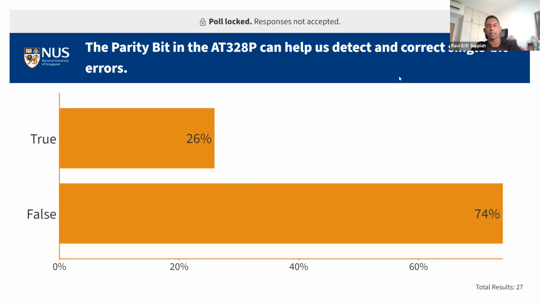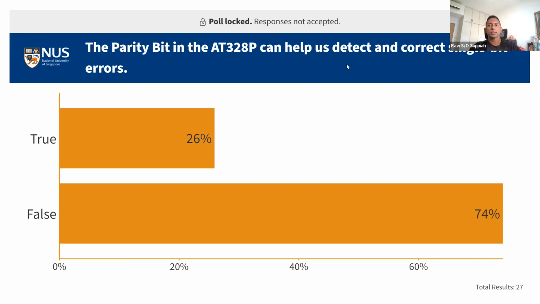Of course, unless you do a lot of other stuff, like maybe you do the parity check across bytes and so on. But by default, the system within the microcontroller itself cannot correct the error for us. It can only detect that there is an error.